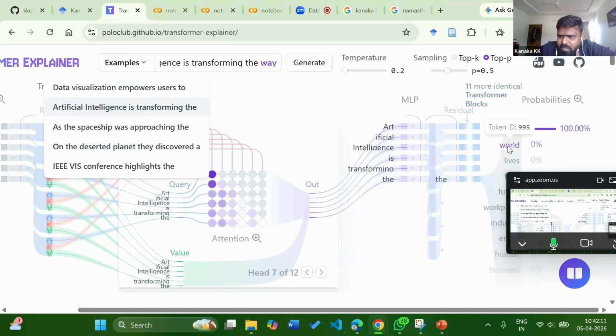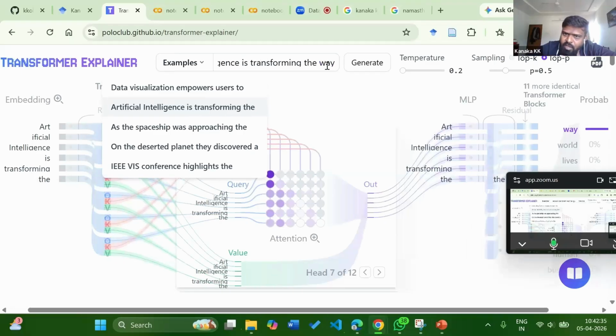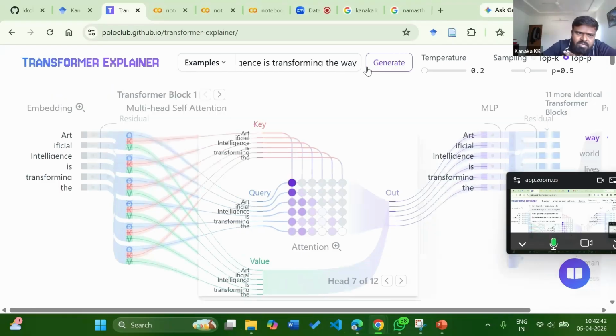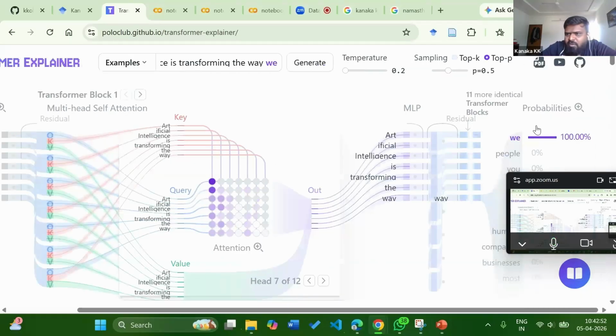Now remember this carefully, this is very important for understanding one more term: auto-regression. To understand it, pay attention here. The word "way", which is the output of one run, will act again as input. For example, "Artificial intelligence is transforming the way". If I run this, you can see in the embedding that "way", once an output, now appears as input. Along with it, the model predicted the word "we".